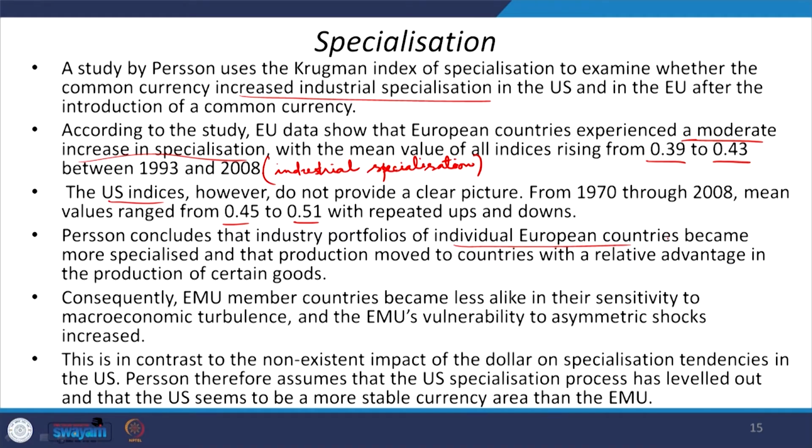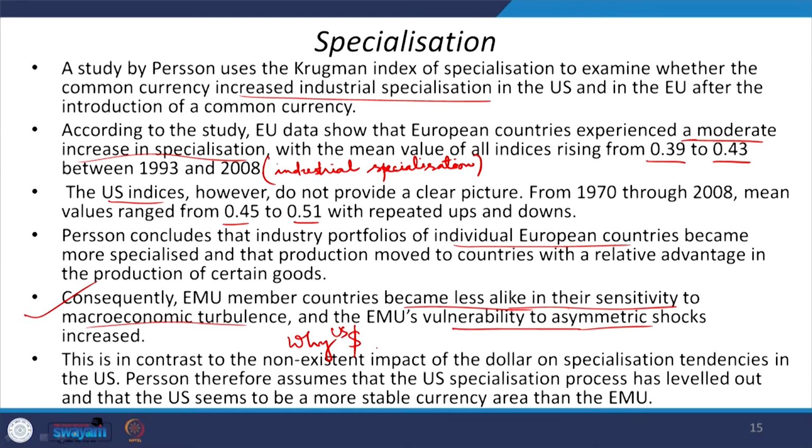Consequently, the European Monetary Union member countries became less alike in their sensitivity to macroeconomic turbulence, and the vulnerability to asymmetric shocks also increased. Since there are differences in product specialization, that has led to vulnerability and asymmetric shocks. They are not alike in terms of sensitivity to macroeconomic turbulence.